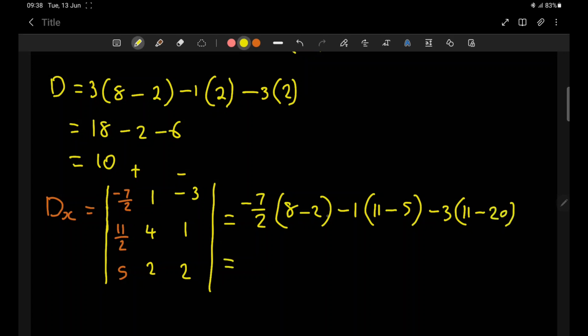Then we simplify. 8 minus 2 is 6. Then 2 into 6 is 3, and 3 times negative 7 is negative 21. Then 11 minus 5 is 6, that would be minus 6. Then 11 minus 20 is negative 9, by 3, that is positive 27. Then we can simplify.